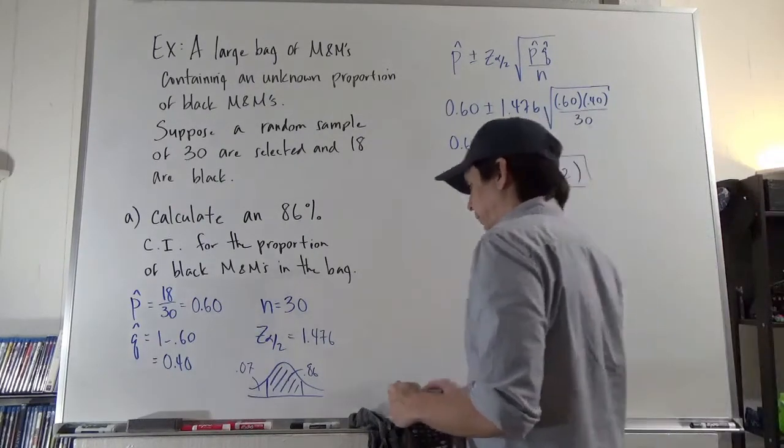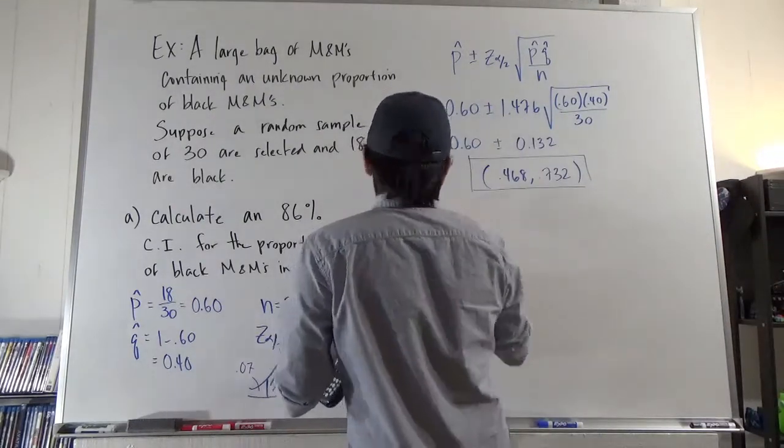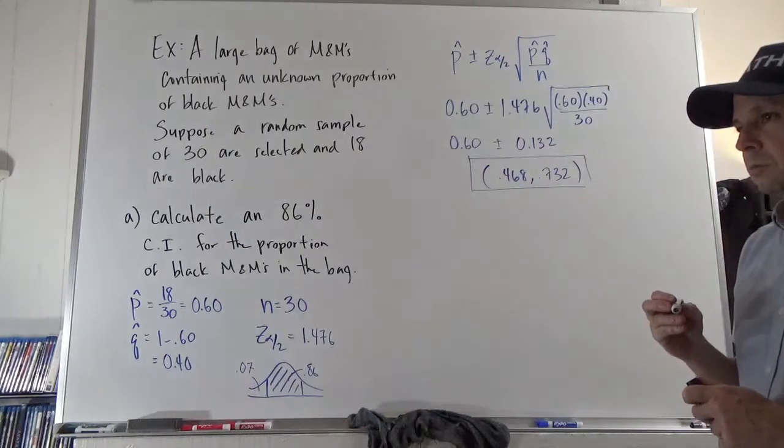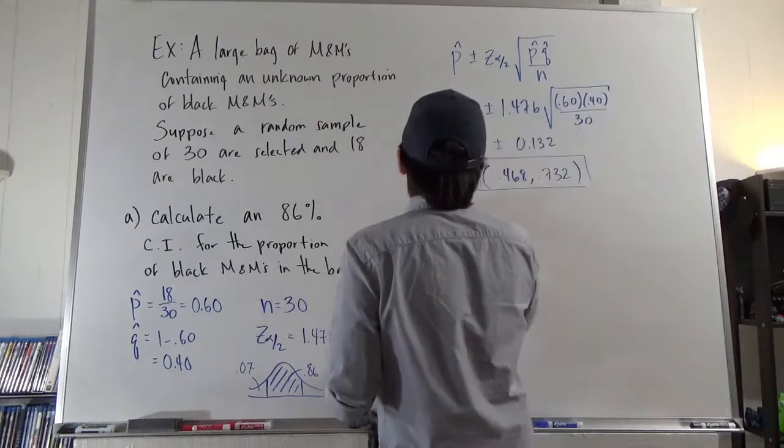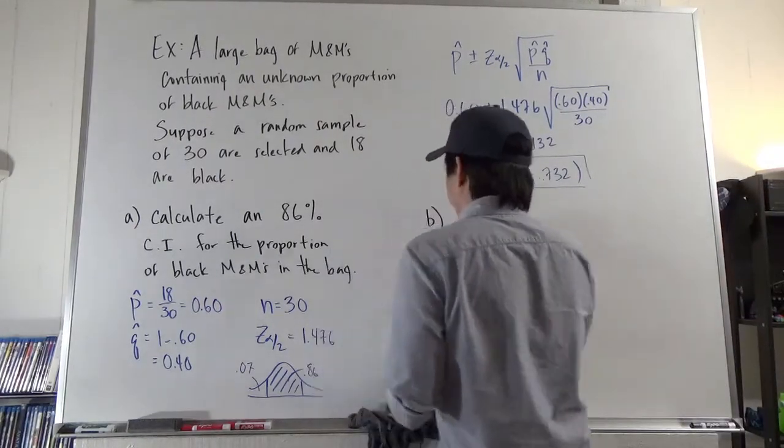Okay, part B. Do I want to draw my picture now? Now I'll summarize it later. Let's just do the two confidence intervals. B.